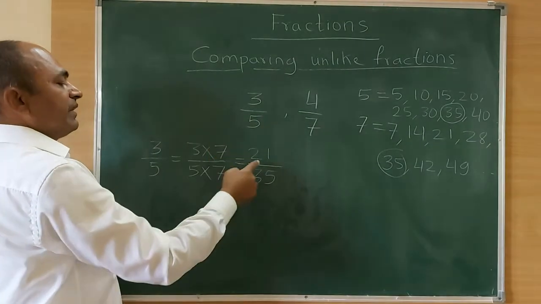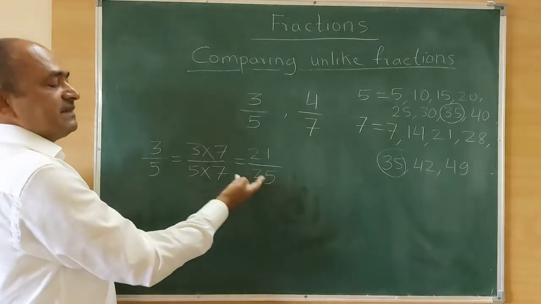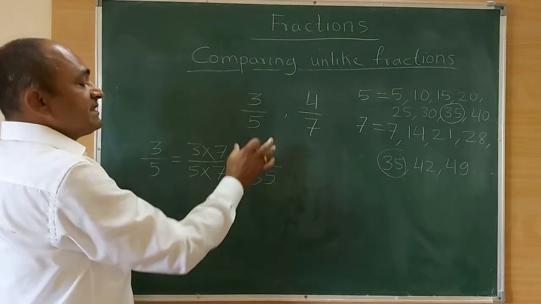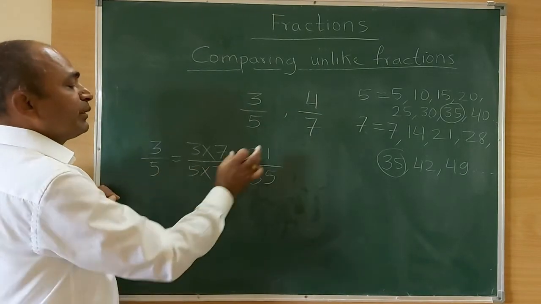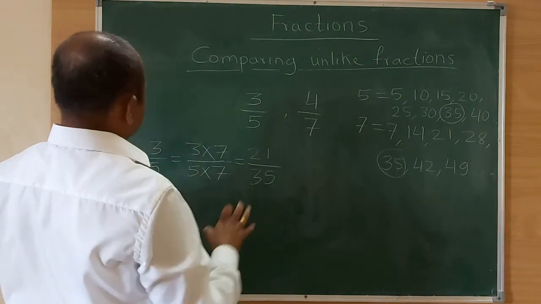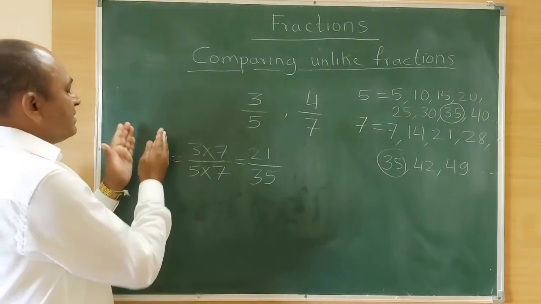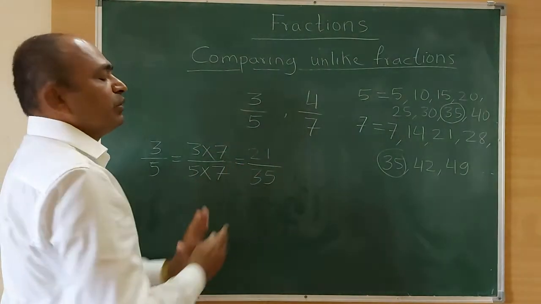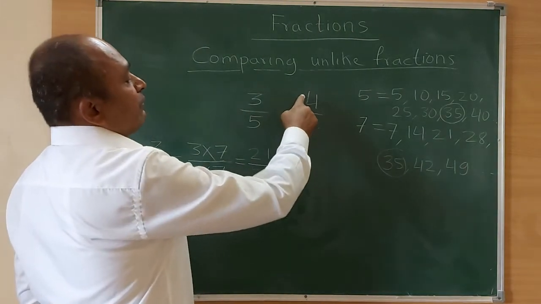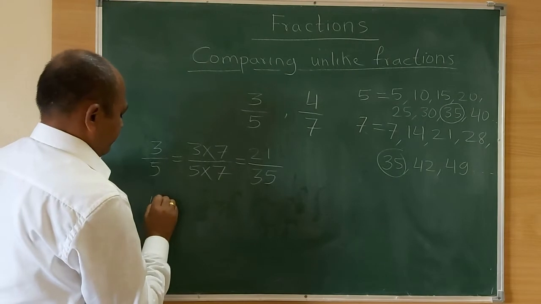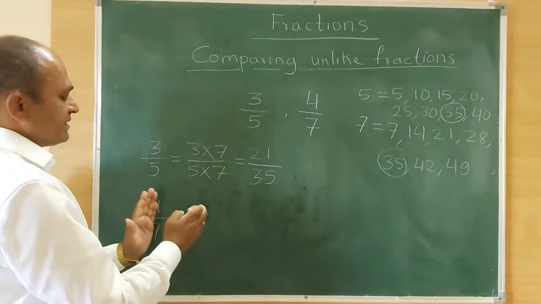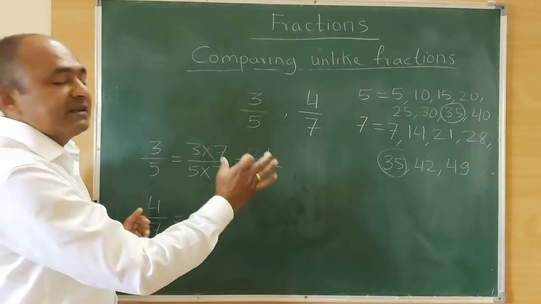So 3 upon 5 and 21 upon 35, these are equivalent fractions, means their value is same, though their numerators and denominators are different. If you are asked which fraction is greater and which is smaller out of these two, no, both fractions are equal. 3 upon 5 is equal to 21 upon 35. Now 4 upon 7. I'll convert this fraction into its equivalent fraction whose denominator is 35.